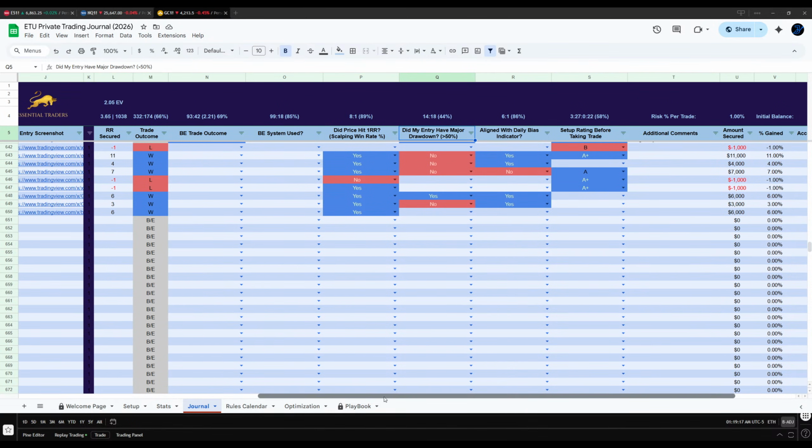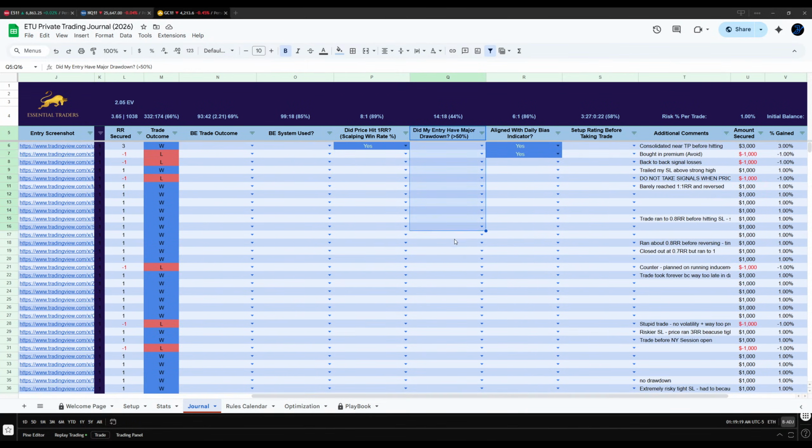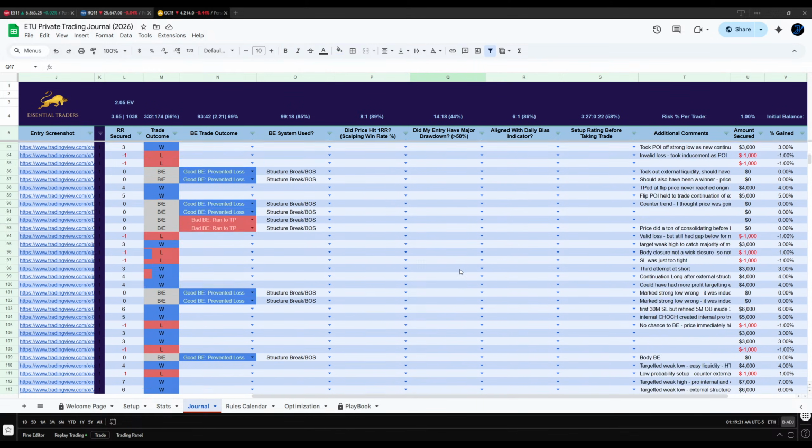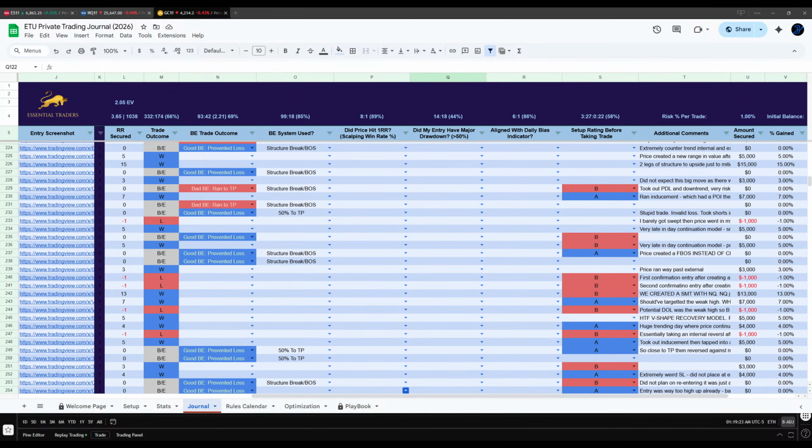Now thinking about it, I think entry max drawdown, like I said, you can double your risk reward by implementing this. What I mean by this is, literally think about it this way. If the majority of times your entry does not hit major drawdown, so it doesn't go to 50% of your stop loss size.